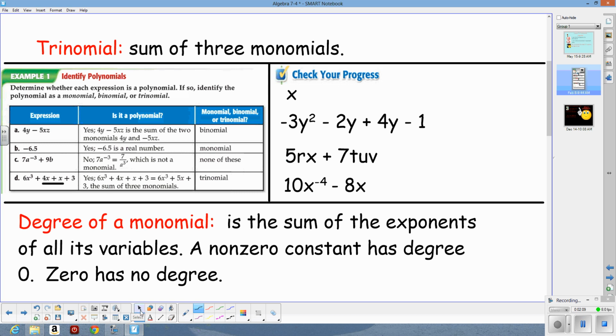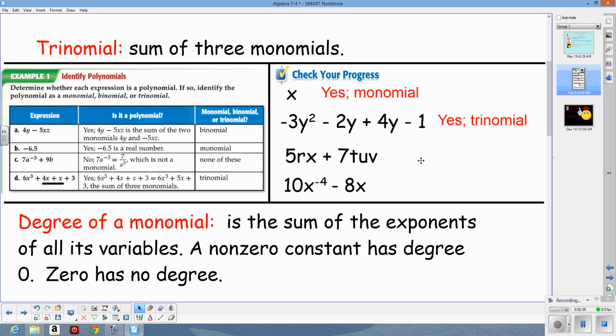Now you may want to pause the video and try the next four examples over here on your own. Is x a polynomial? Yes, and it's a monomial. How about this one right here? Well, if you put these two together in the middle, you'll end up with a polynomial made up of three monomials, so it's a trinomial.